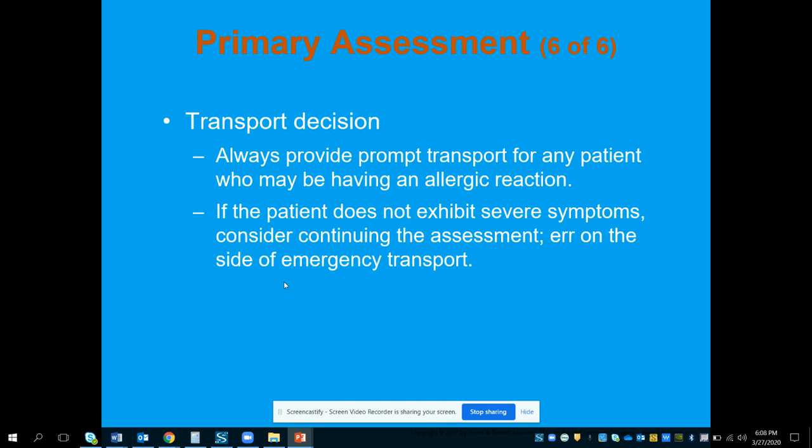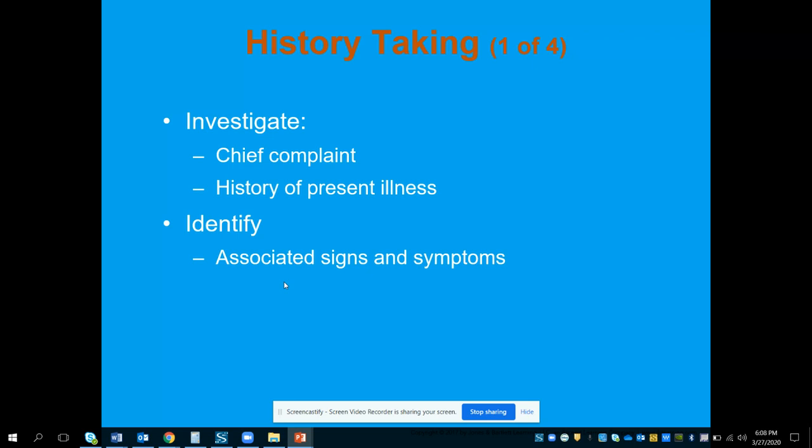Looking at transport decision, we want to provide prompt transport for any patient who's experiencing an allergic reaction. If the patient does not exhibit these severe symptoms, you can continue your assessment en route to the hospital, but we definitely want them to be evaluated, especially if this is their first time or if this is more severe than any other reaction that they've ever had.